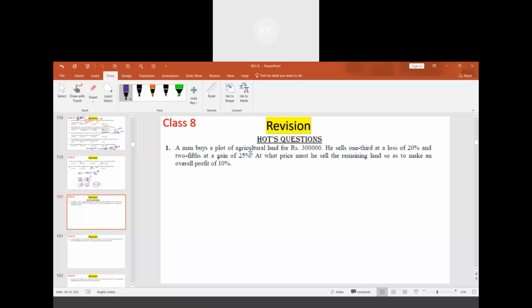Here the land is divided into 3 parts. The first part, 1/3, is sold at a loss of 20%, and 2/5 at a gain of 25%. Then the remaining he has to sell so that he has a gain of 10%. How to go about this question? Suppose I consider the cost price to be 3 lakh, because they have given he buys a plot for rupees 3 lakh. So let me write the cost price. Cost price is 3 lakh.